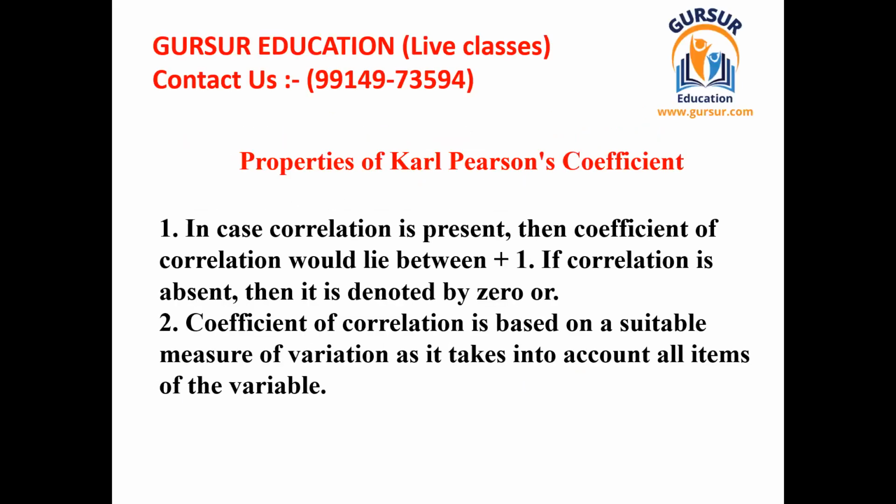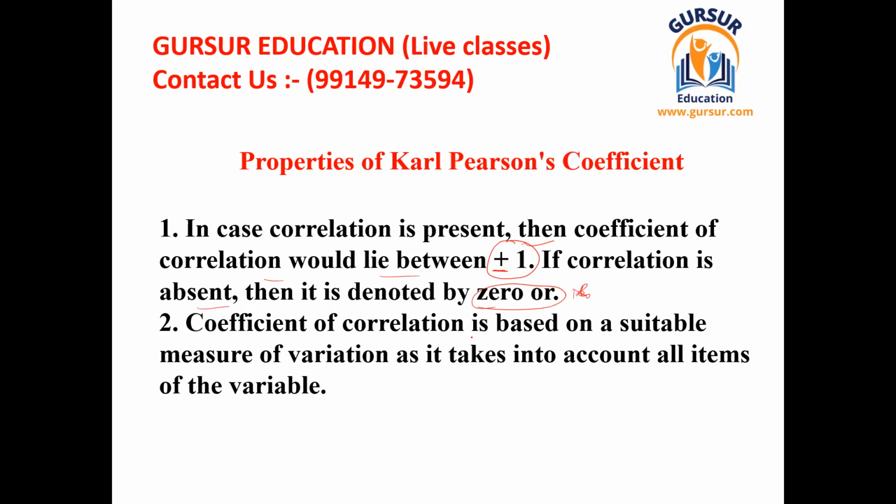These are specifically known as Karl Pearson's coefficient, or the simple properties of a coefficient of correlation. What are these? It lies between plus and minus 1. In case a correlation is present, the coefficient would lie between this value. If it is absent, it would be 0, simply 0.